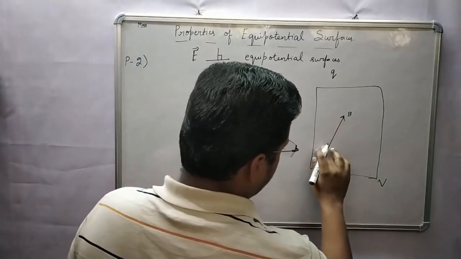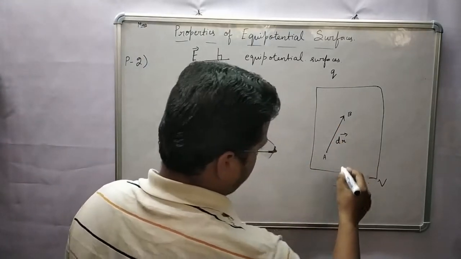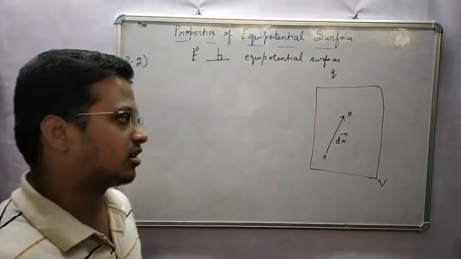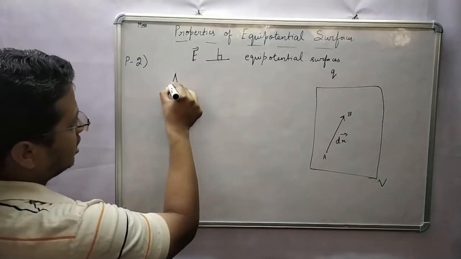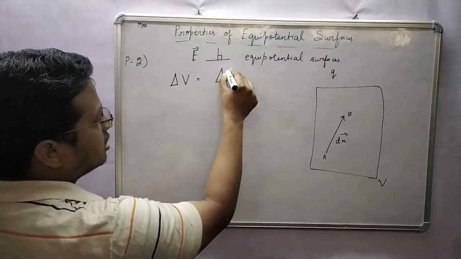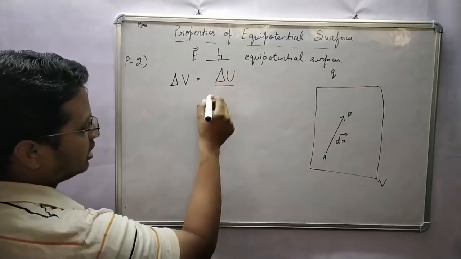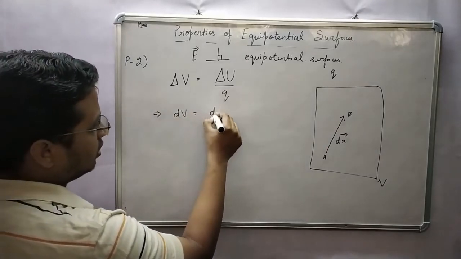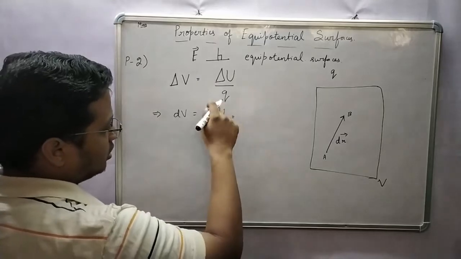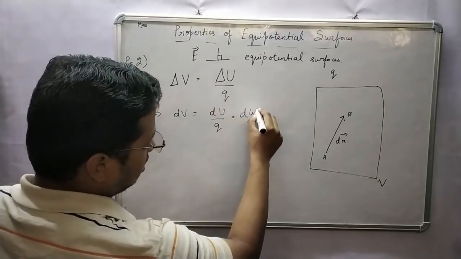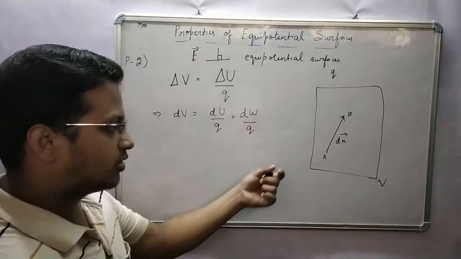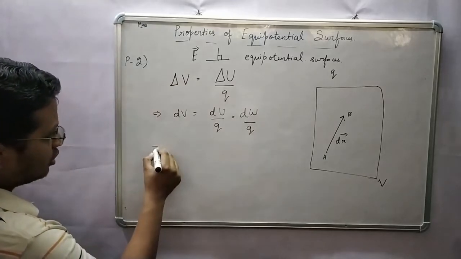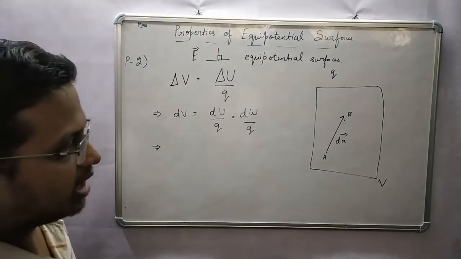So this is our direction, that is the dr vector. The r vector represents displacement or position. Now, as you know, the change in potential is equal to the change in electric potential energy per unit charge. So dV is equal to dU by q. The change in electric potential energy is nothing but the work done. So the work done in moving the charge from A to B is dW, so dV is equal to dW by q.